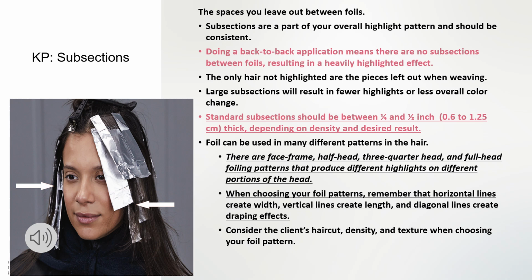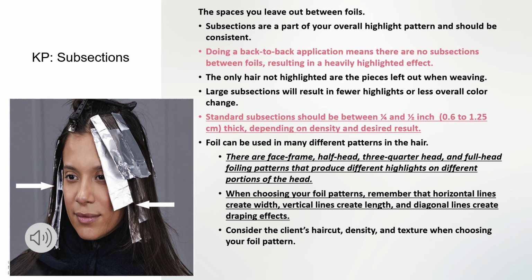Subsections are a part of your overall highlight pattern and should be consistent. Doing a back-to-back application means there are no subsections between foils, resulting in a heavy highlighted effect. The only hair not highlighted are those pieces left out when weaving. Large subsections will result in fewer highlights or less overall color change. Standard subsections should be between 0.6 to 1.25 centimeters thick, depending on density and desired result.